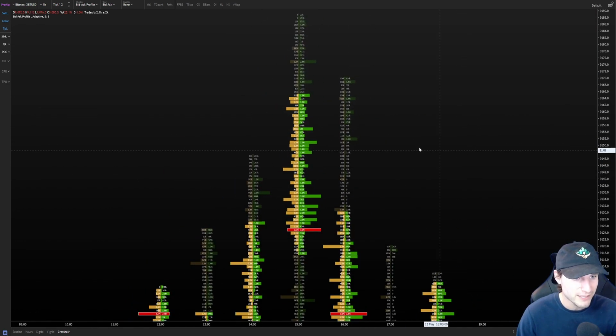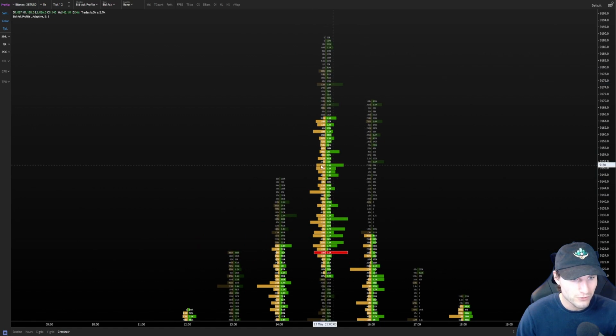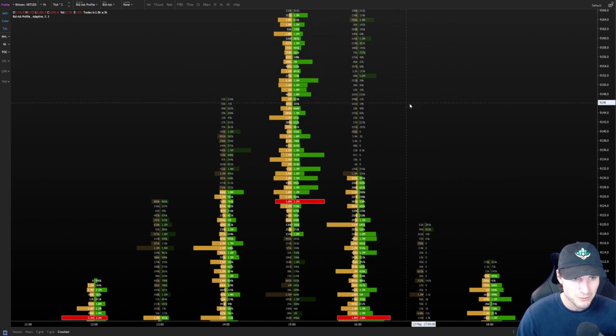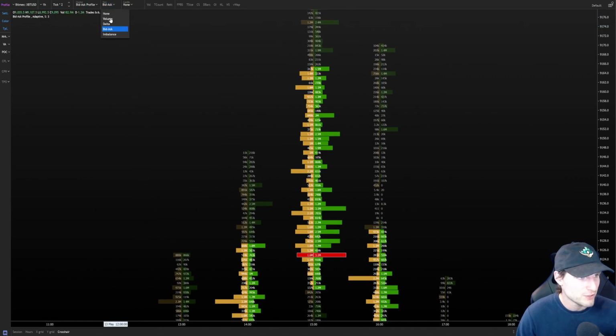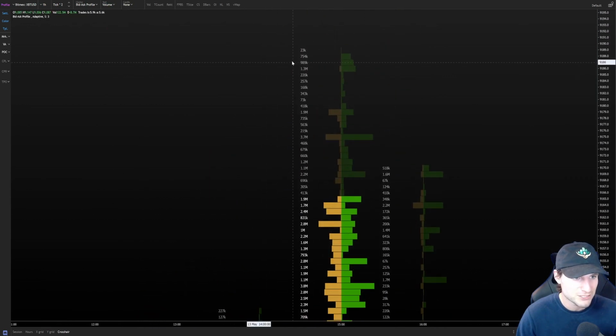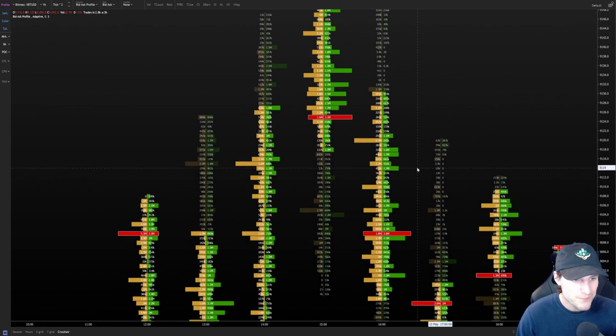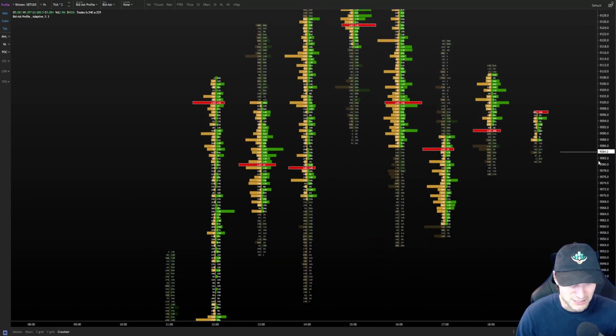But really simply, this is our bid ask profile. This is a standard footprint chart. The standard view, I suppose, is really just volume, but you might as well just use bid ask because you get a little bit more data. So that's the standard footprint chart.